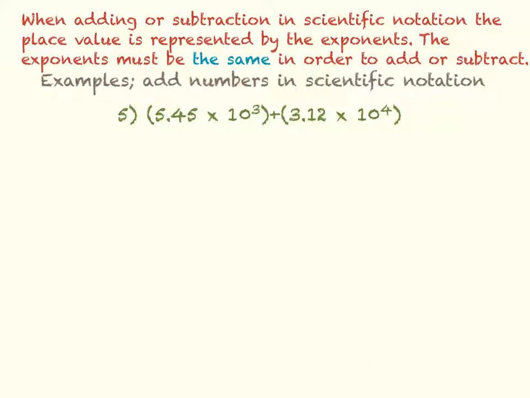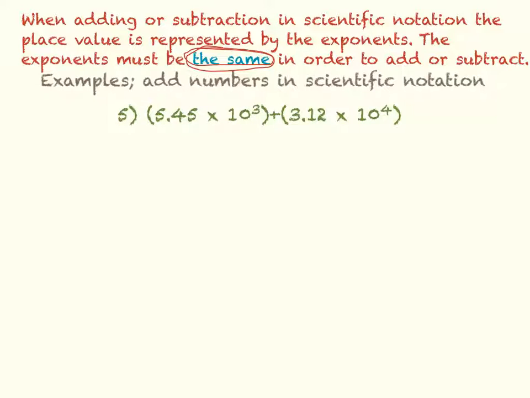Adding and subtracting are a little different. When adding or subtracting in scientific notation, the place value is represented by the exponents, and the exponents must be the same in order to add or subtract. So we're going to do some examples of where we're adding or subtracting.